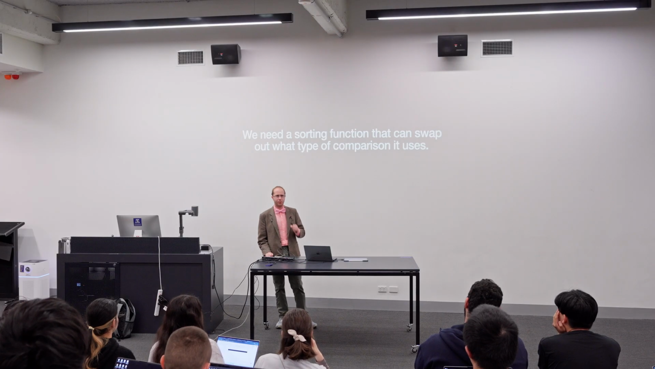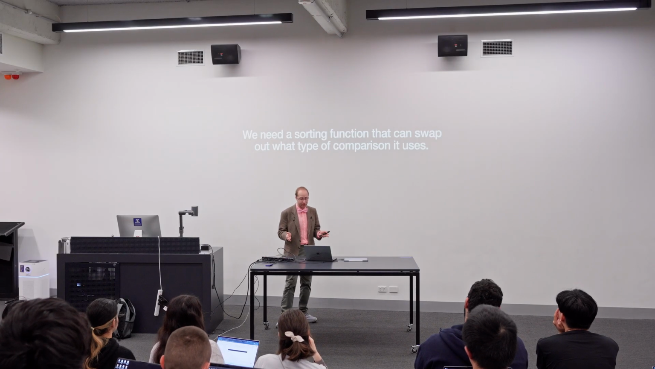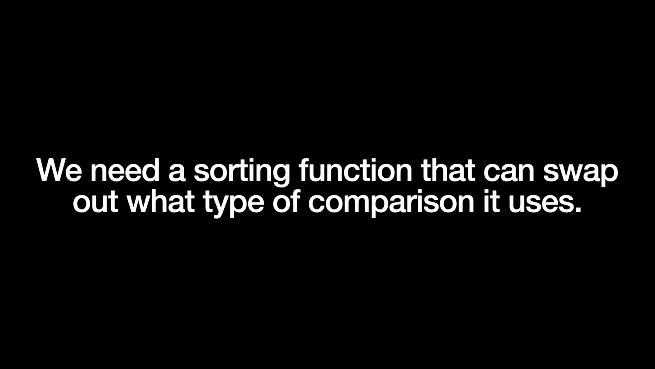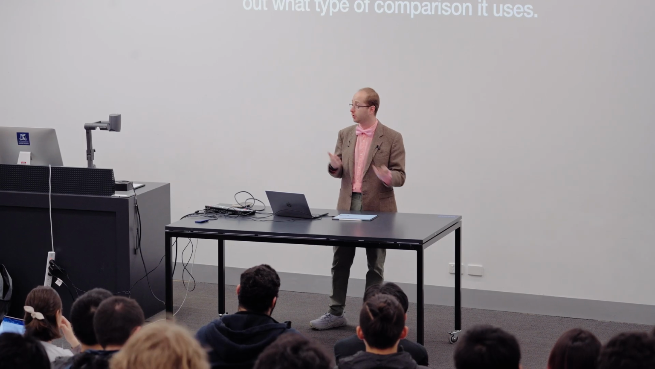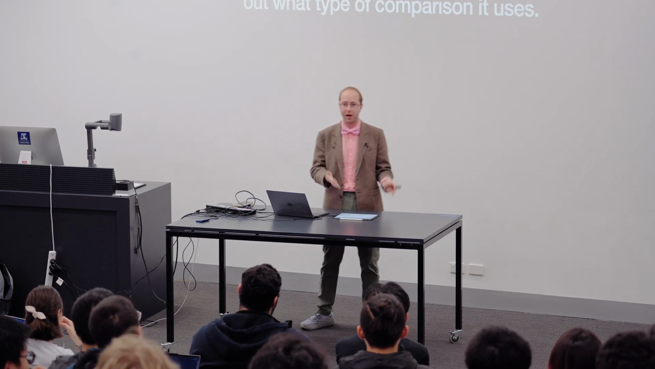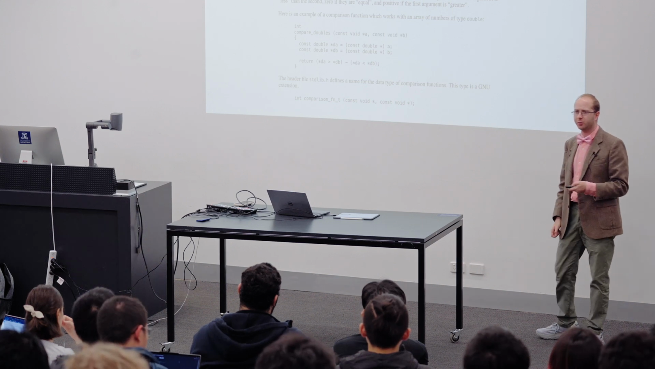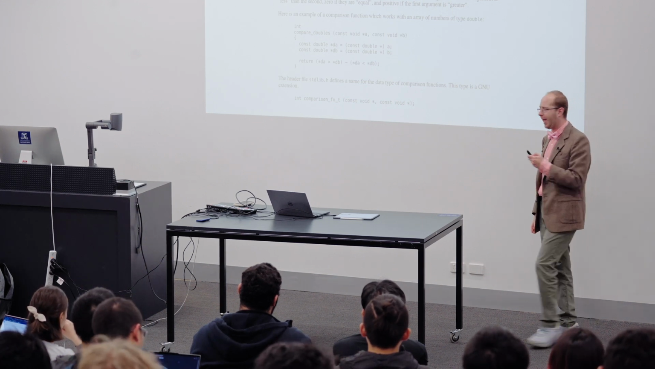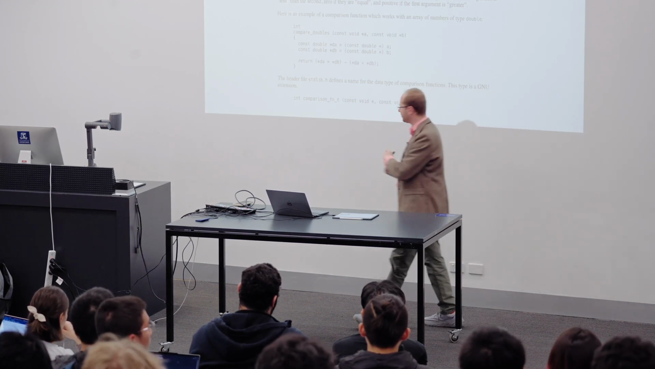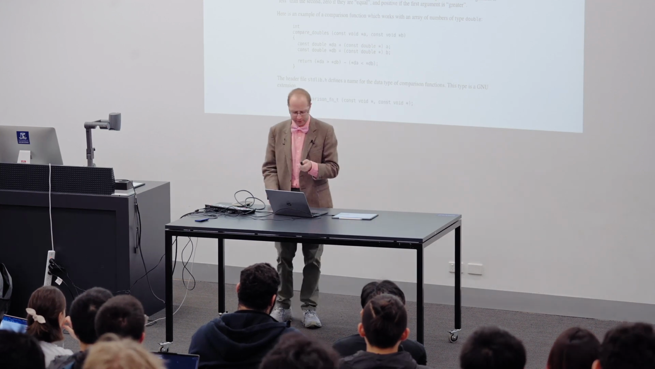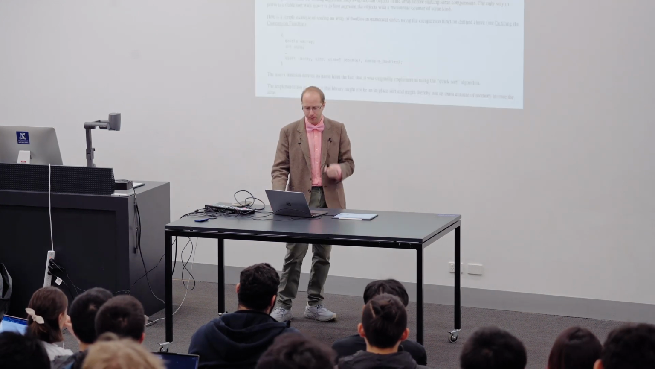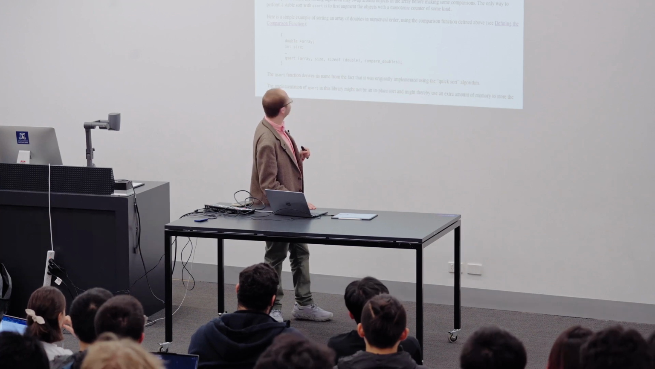But the basic idea is we need to define a sorting function that can swap out what type of comparison it uses. If we're going to sort apes, we need to be able to sort them by, say, age. If we're going to sort strings, we need a way to sort strings. If we're going to sort numbers, we need a way to sort numbers. So we want some mechanism using this type of comparison function where we can swap the function in and out. This is why the syntax looks like it does, and we'll get to the details in just a moment. So here is a function called qsort.